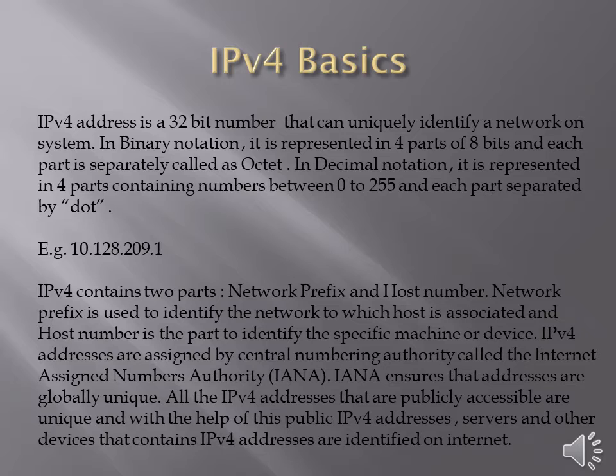IPv4 contains two parts, network prefix and host number. The network prefix is used to identify the network to which the host is associated, and the host number is the part to identify the specific machine or device. As we know, in the above example we took 10.128.209.1, where 10.128.209.0 is the network and .1 in the fourth octet is the host, which can be used as the IP address of a system.